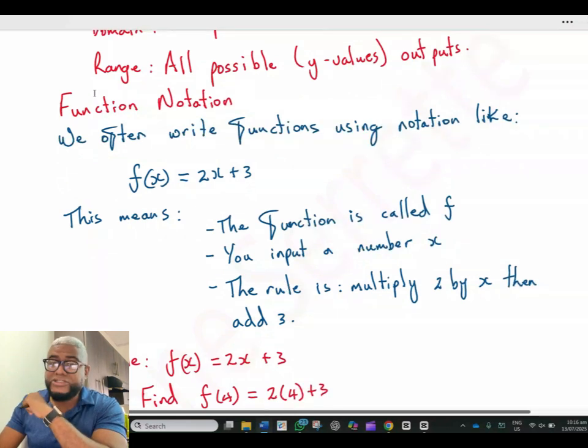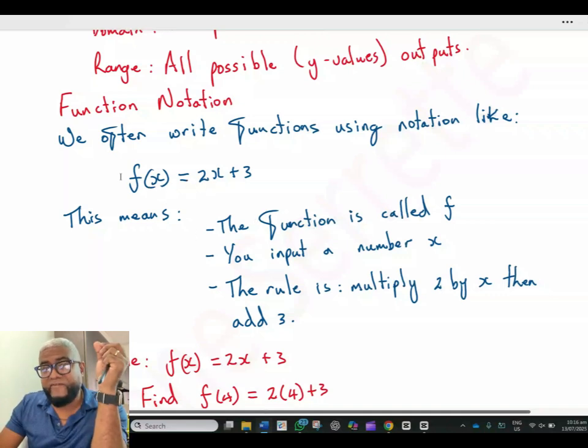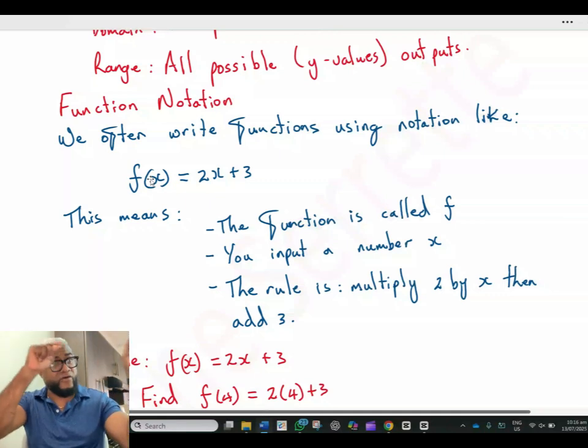So I gave you all a function last week. The function was f of x. Now, a point to note: a function could be f, it could be h, it could be g. F is just being used here, but it could be any of those letters. So we call it f of x, with the x in the bracket.